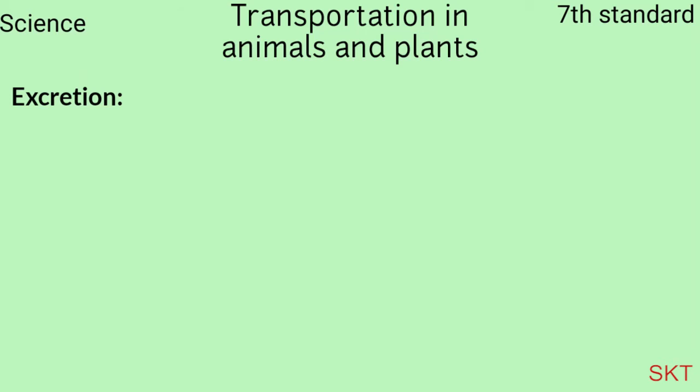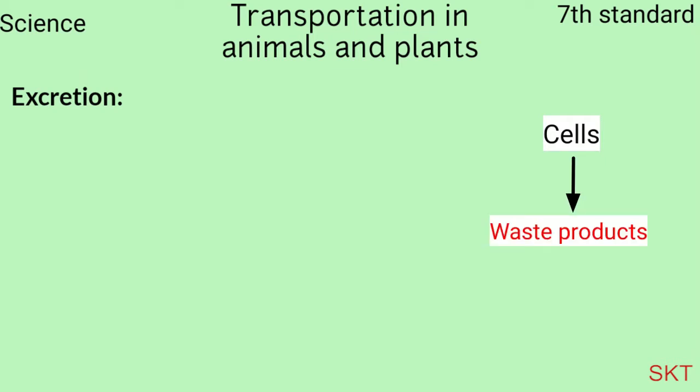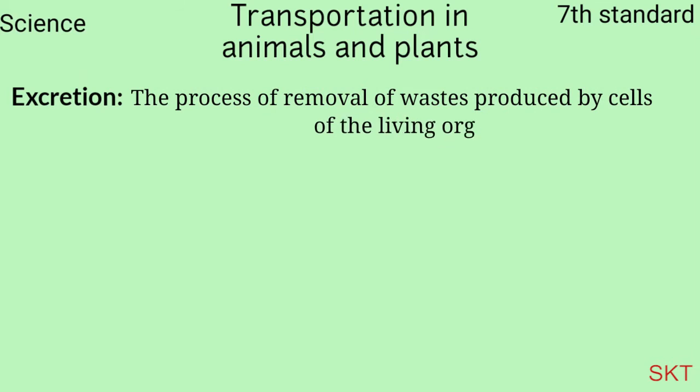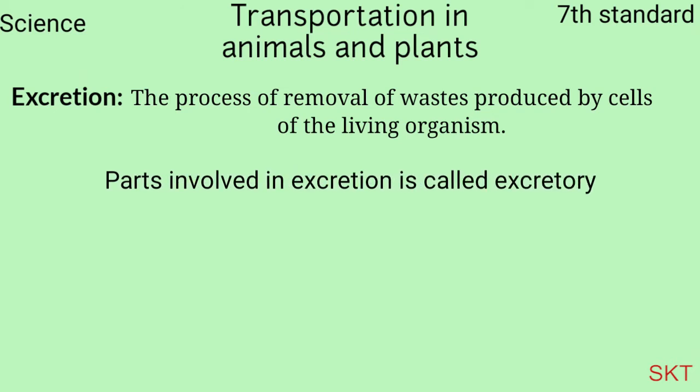As I have told you in the previous videos, our human body is made up of millions and billions of cells. Each cell performs a specific function and thus our body functions properly. During this performance, each cell produces waste products. These waste products are toxic, or in other words poisonous, and these toxic substances have to be removed from our body. The process of removal of waste products from the cells of an organism is called excretion, and the parts involved in excretion are called the excretory system.